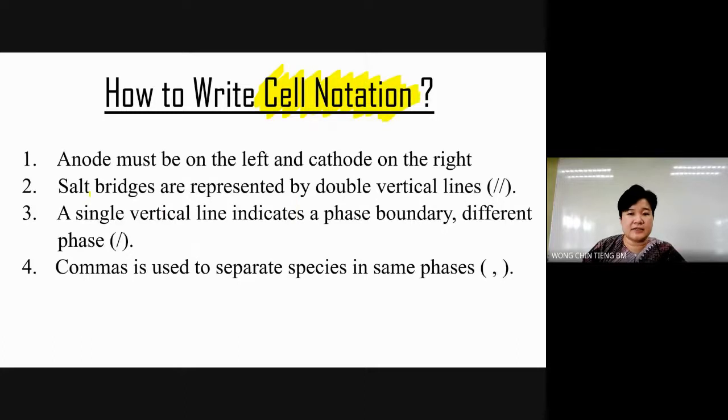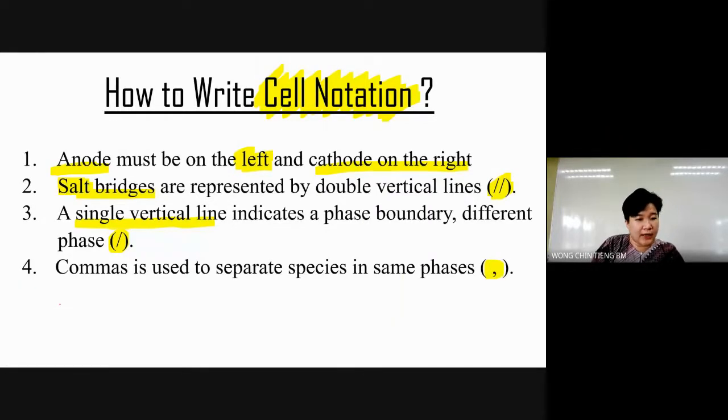Okay, cell notation, like I say, anode must be on the left and cathode must be on the right, before and after your salt bridge. So your salt bridge over here will be represented by the double slash atau double vertical line, and your single vertical line will be used to indicate the phase boundary difference. Kalau tadi kita ada solid dengan aqueous, so kita guna slash lah. Kalau kita ada aqueous dengan aqueous, kita guna comma.